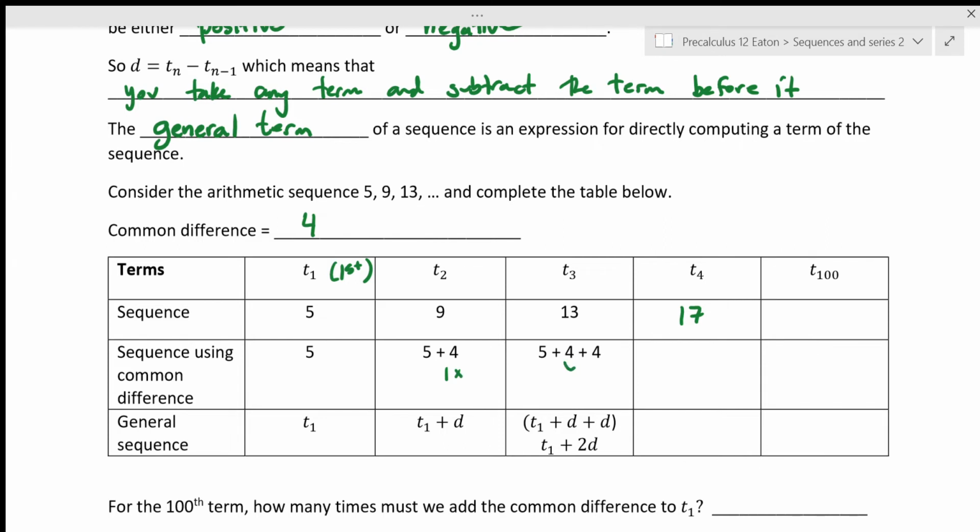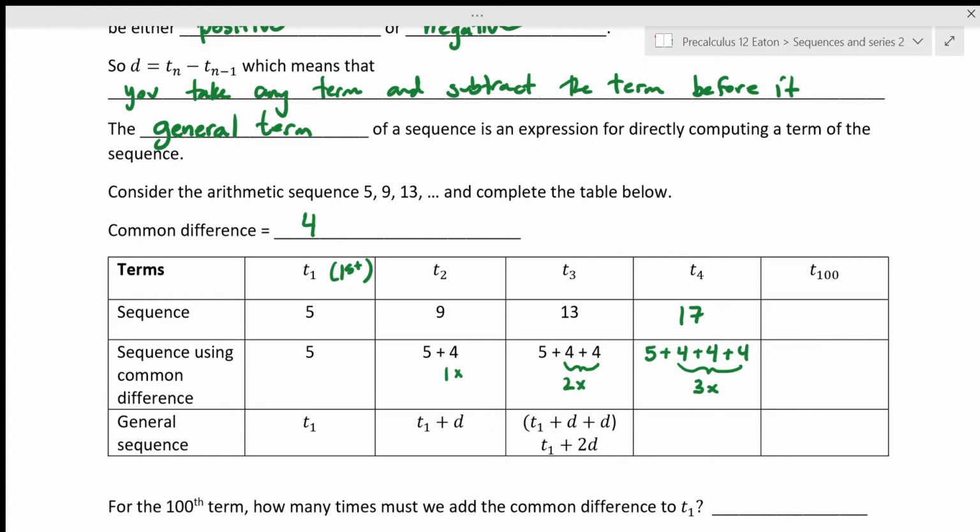To find the third term, I've added 4 two times. Let's see about finding the fourth term. So if I do 5 plus 4 plus 4 plus 4, because 5 plus 4 plus 4 was 13, I'm just adding 4 one more time. You notice that I have added 4 three times.